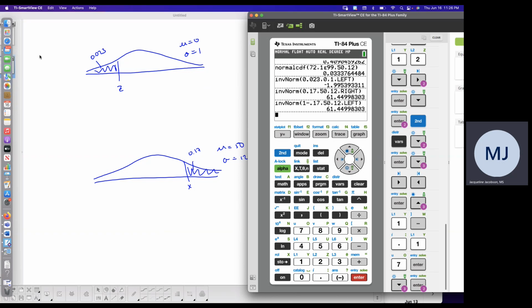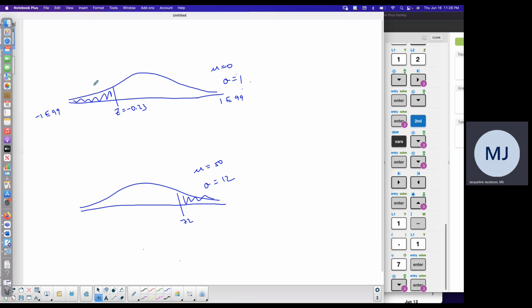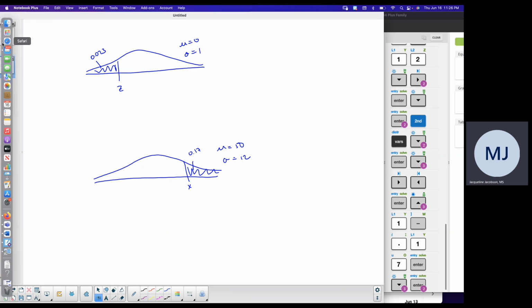Normal CDF, if I want to find the area, and then I bound it, lower bound, upper bound, and tell it whatever distribution you're on, whatever the mean and standard deviation is. And then if I want to find the value and I know the area, that's when I use the inverse norm. And then again, same thing, you tell it the area, you can tell it where the area is.